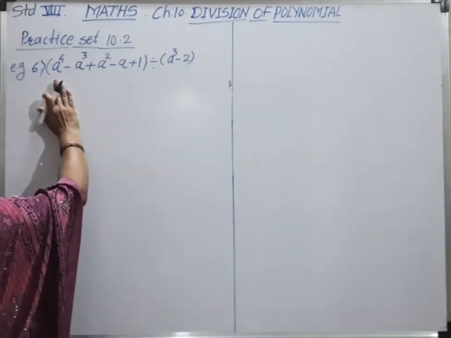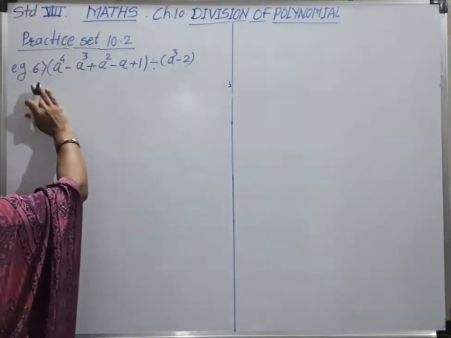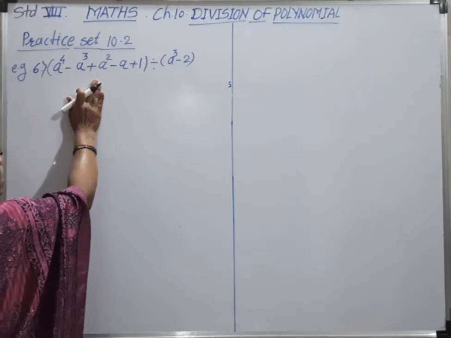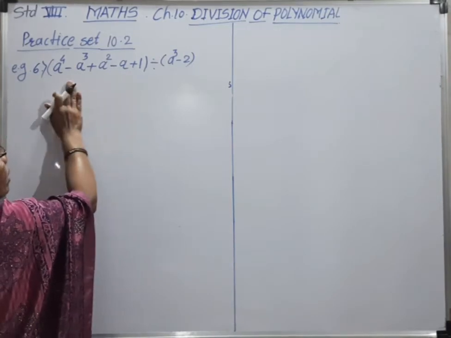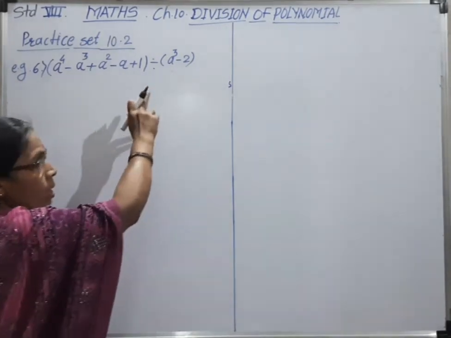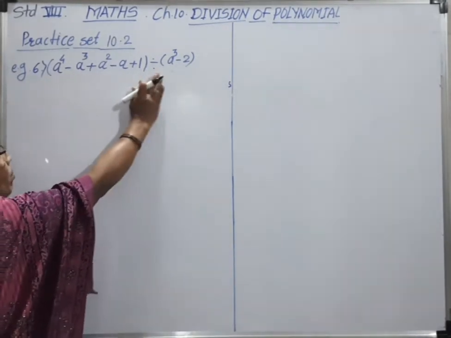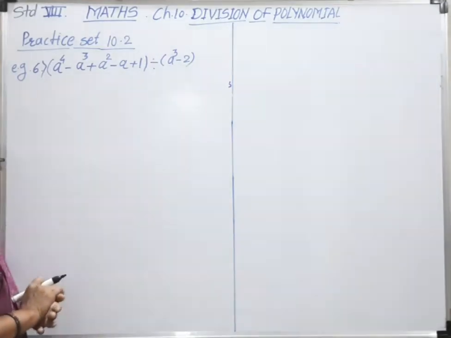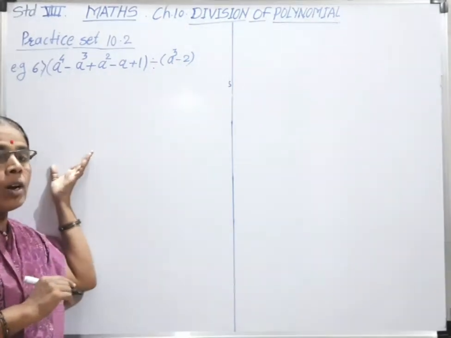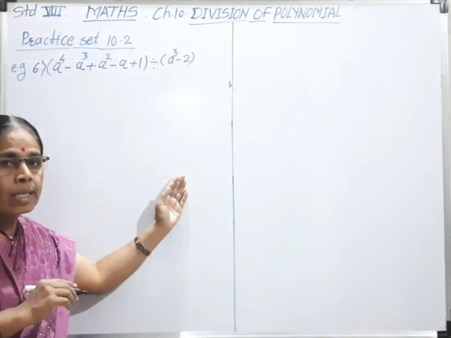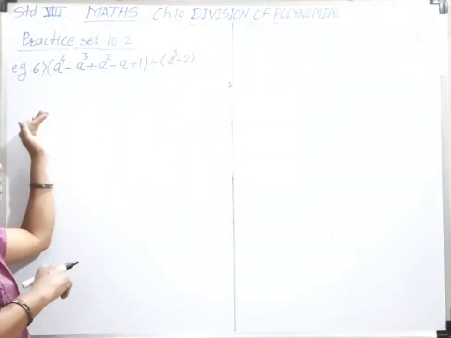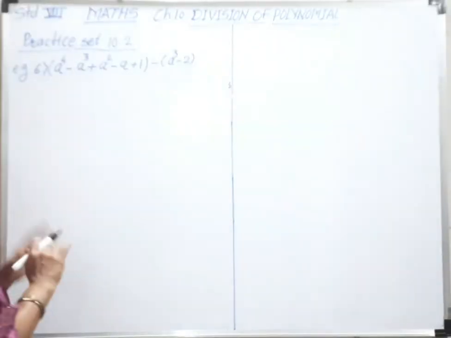Now here, from practice set 10.2, example number 6: a raised to 4 minus a cube plus a square minus a plus 1 is the dividend, and a cube minus 2 is the divisor. We have to divide this dividend by the divisor. Always keep in mind, first you have to write all terms of the dividend in descending order of indices. Already all terms are given in descending order, so it is not necessary to arrange them.